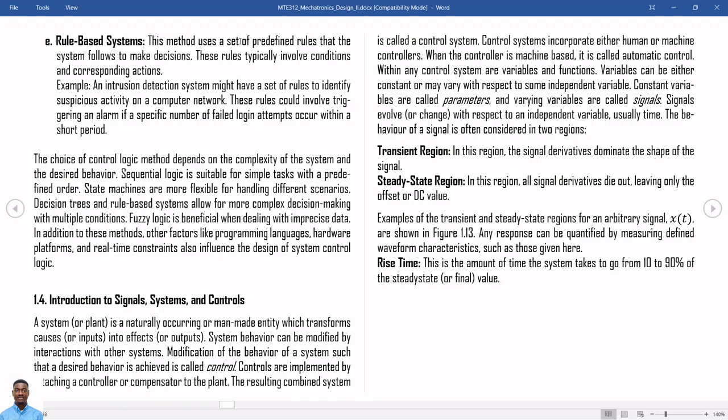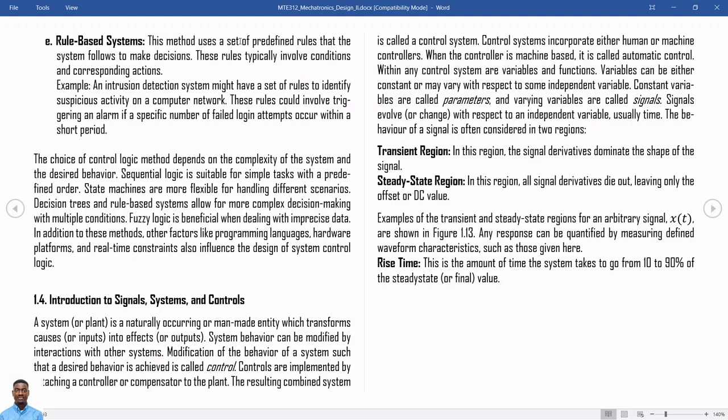Then we have the rule-based system type of control logic method, whereby the system makes decisions based on some predefined set of rules. For instance, we have something like a fraud detection system. If you use an ATM machine very well, or even your phone banking app, if you input your password 3 times incorrectly, you see that the account will be blocked. Or if you do it on an ATM machine, you see that the ATM would seize that card.